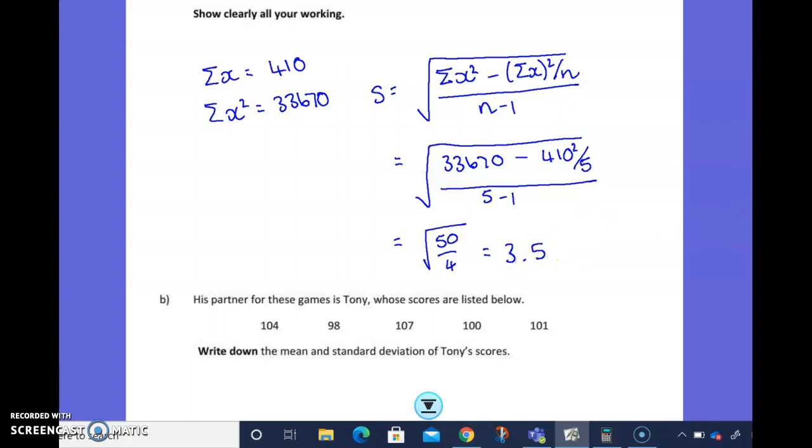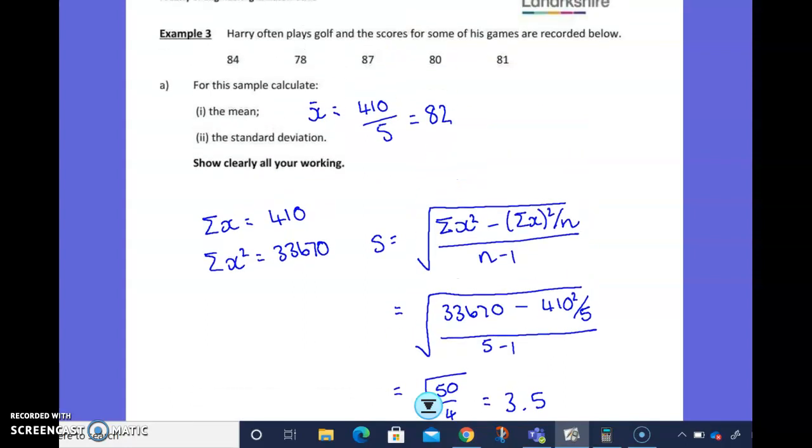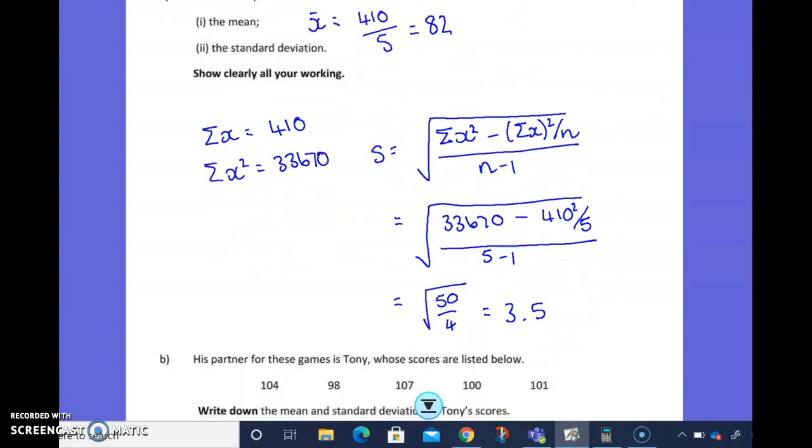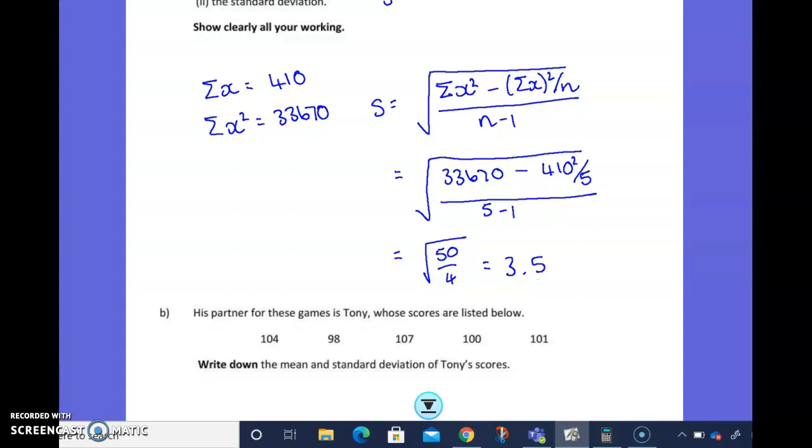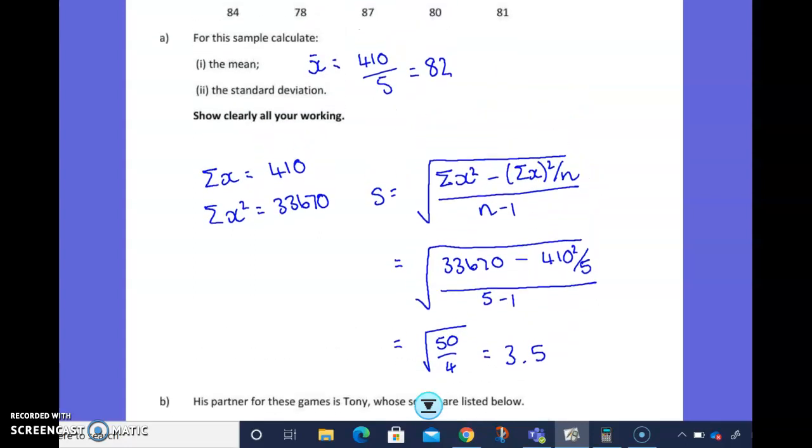Standard deviation, remember, is telling us how spread out our numbers are. If you have a look at these numbers, they go from 78 to 87. So they're not that widely spread, so you would expect a small number. A common mistake with standard deviation is forgetting to square root it at the end. So if you're getting a huge number, it could well be that you've forgotten to square root it. Okay, let's have a look at part B.